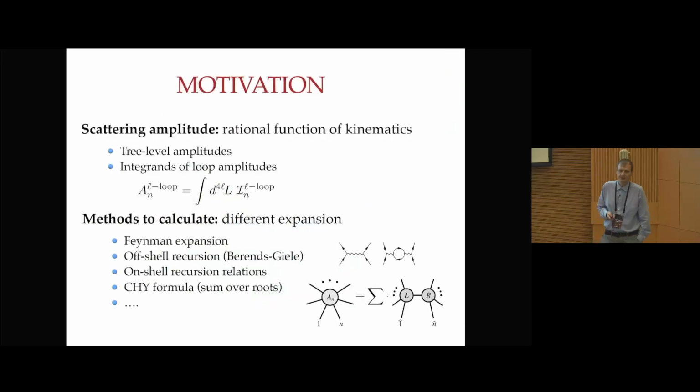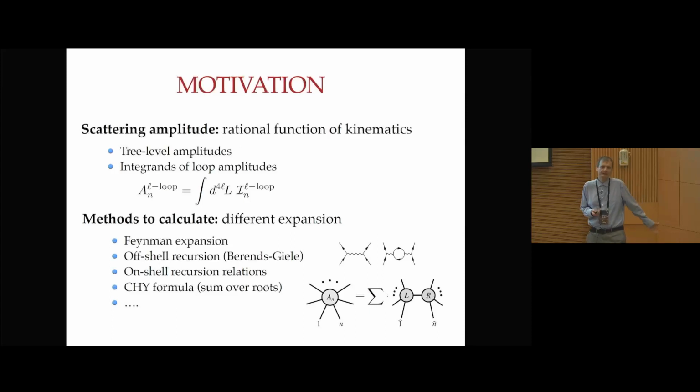So just to define what we will be talking about, the scattering amplitude for me in this talk will be a rational function of kinematics. So it will be either a tree-level amplitude or the integrand of loop amplitudes. Most of the time, except for one small discussion, we will not talk about the final amplitudes. We will not talk about polylogarithms or any other functions. We will talk about rational functions, tree-level amplitudes or loop integrands. So the functions which you would obtain from collecting Feynman diagrams prior to integration.